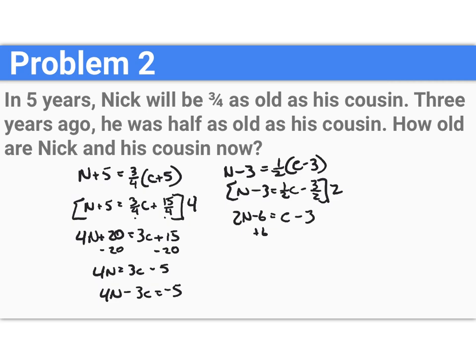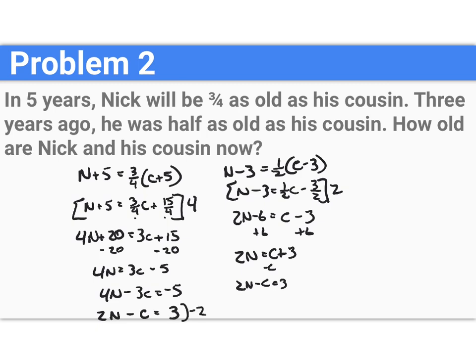Then I'm going to add 6 to both sides. And so get 2n equals C plus 3, I'm sorry. And subtract C. 2n minus C equals 3. Okay, so now let's look at our two equations. You get 2n minus C equals 3.